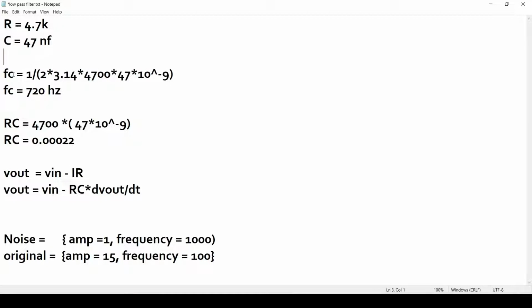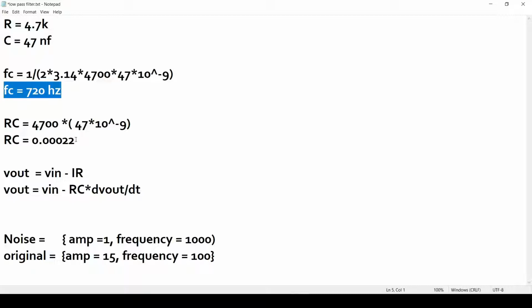Okay, and we need to calculate the cutoff frequency. So the cutoff frequency is 1 by 2 pi RC, and if you substitute both R and C values in this, we get our cutoff frequency as 720 hertz. So for the low pass filter, if the cutoff frequency is 720 hertz, what does that mean? It will not allow any frequency higher than 720 hertz, right?